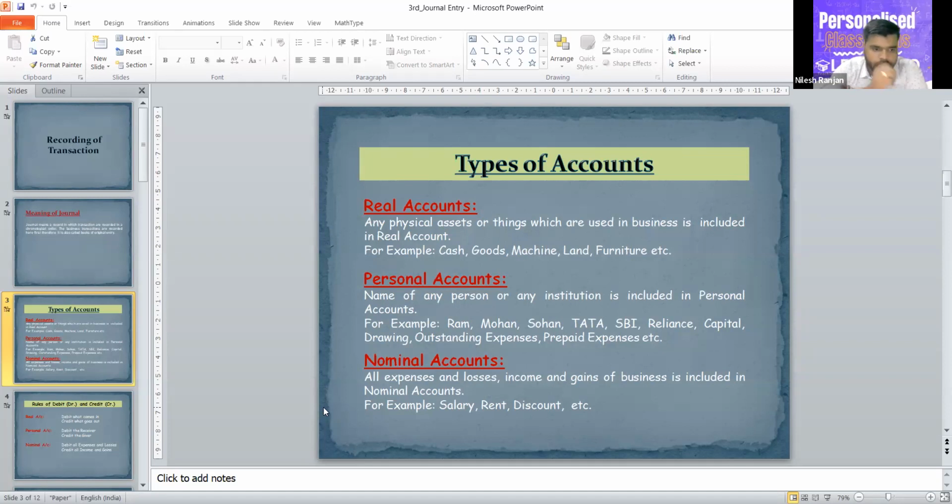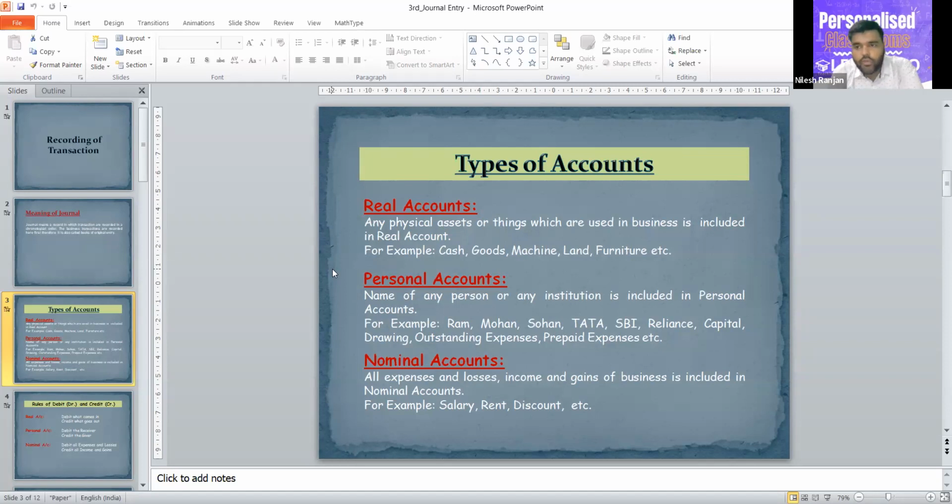Now you have to remember these: real account, personal account, nominal account, and then we will discuss the rules of debit and credit. If we understand these things clearly, it will be very easy for you to understand the whole journal concept. The whole journal concept is based on these three accounts and the rules.